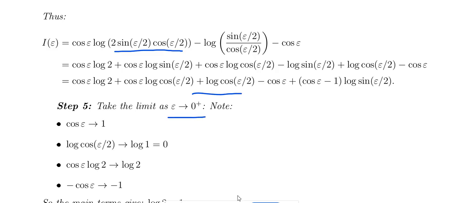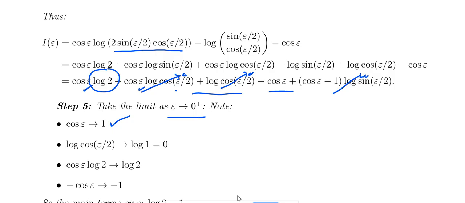இது மாதிரி வரும். இதில் epsilon tends to 0 plus நீங்கள் போடும்போது the value of the cos epsilon approaches to 1. இங்கே 1 வரும், இங்கே log 1 value வரும், that becomes 0. இங்கே log 2 இருக்கும், இது cos 0 value 1, that is called minus 1 வரும். இந்த log 2 வந்திருக்கு, இங்கே 1 minus 1 0, so this becomes 0.